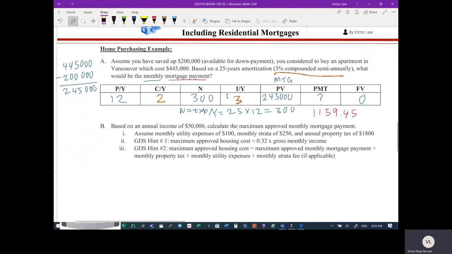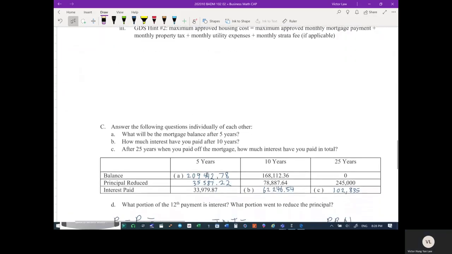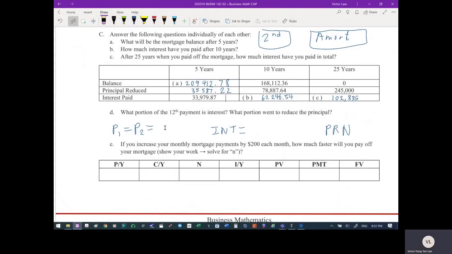So you need to do part A first in order for us to do part C. You need to put that into the financial calculator, and in order to proceed to part C, we'll come back to part B afterward. Once we have computed PMT in part A, then we can continue to part C.